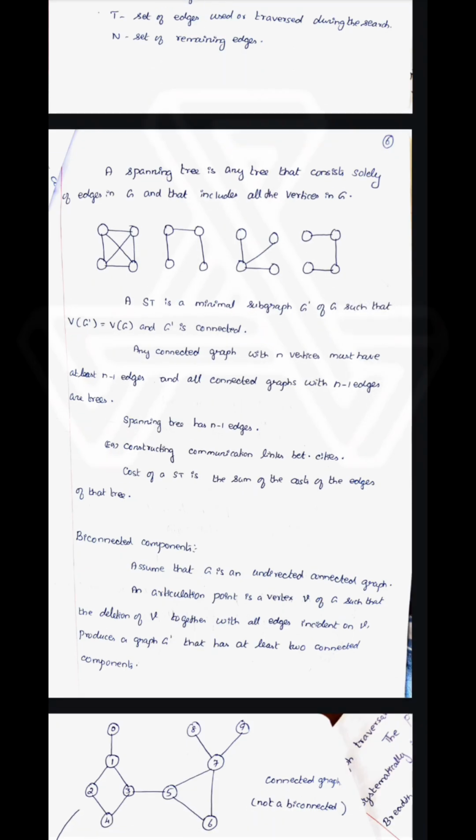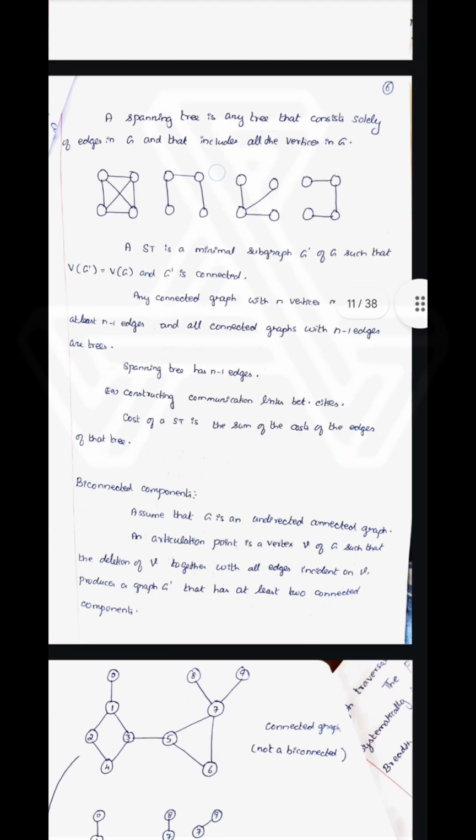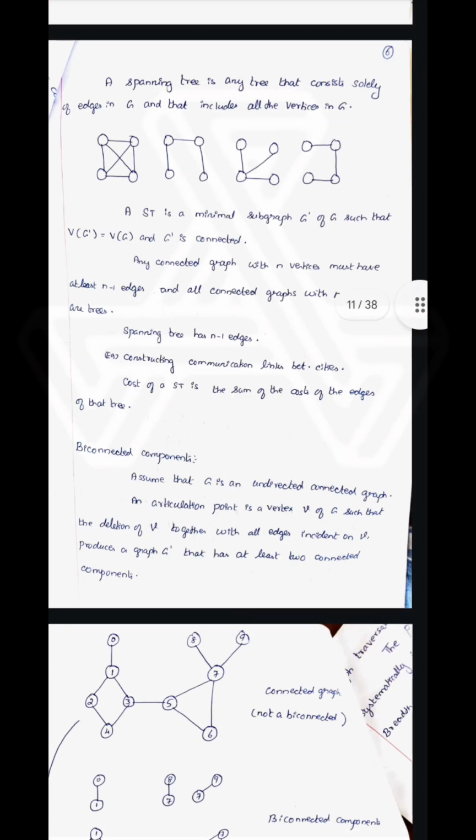Any connected graph with n vertices must have at least n minus 1 edges, and all connected graphs with n minus 1 edges are trees. A spanning tree has n minus 1 edges. For example, constructing communication links between cities is where we will be using spanning trees.